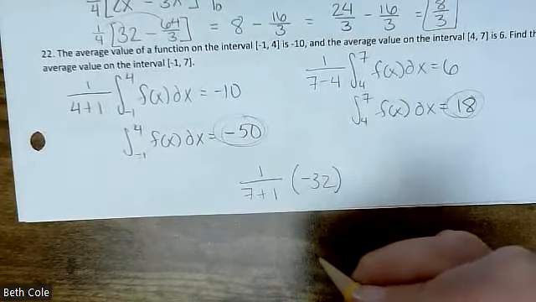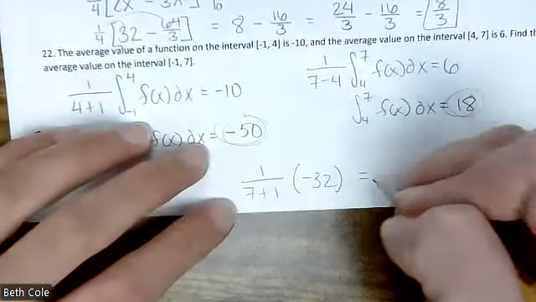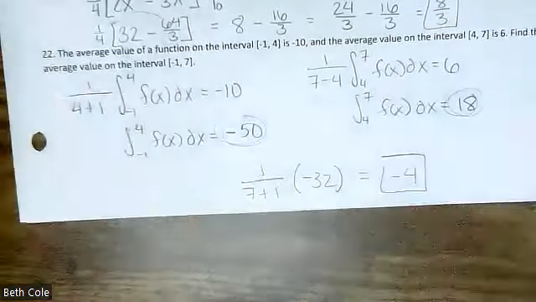So from -1 to 4 and then from 4 to 7 gives you from -1 to 7. All right, so what is that? 1/8 times -32. -4. 32 divided by 8 is 4.